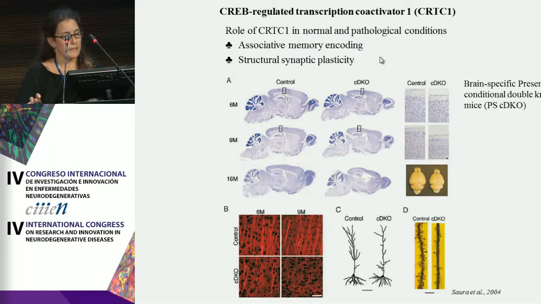So our work aims to study the role of CRTC1 during associative memory, a type of memory which is affected in Alzheimer's disease patients. We also want to analyze its role in structural synaptic plasticity, with both aims in normal and pathological conditions. The model that we use is the brain-specific presenilin conditional double knockout mice. It's a model that presents pathological features of neurodegeneration occurring in Alzheimer's disease.